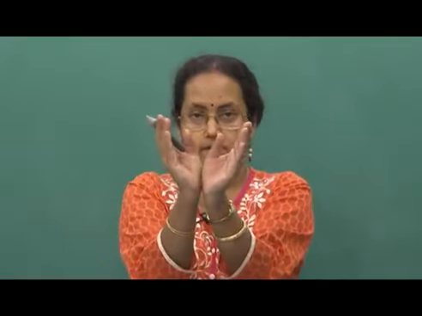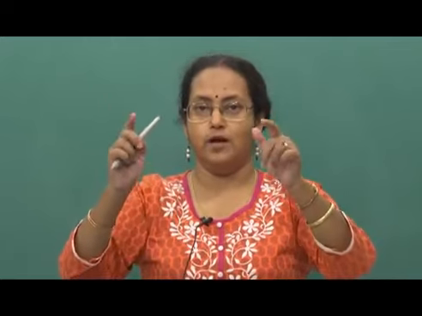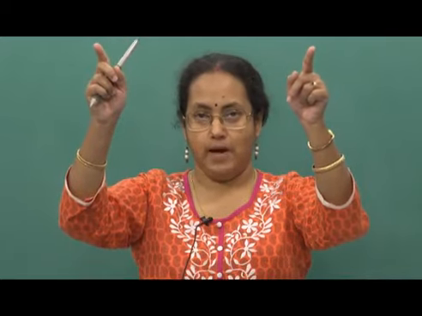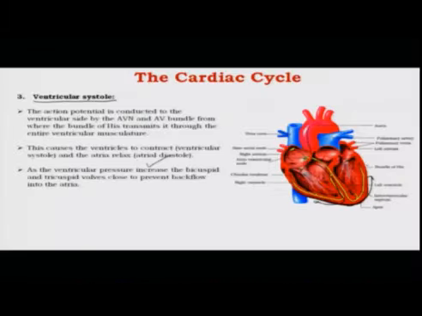So, the ventricles are contracting, and the valves between them are snapped shut. So, the blood cannot flow back into the atria. Instead, it will go through the outflow tract. So, what is this outflow tract? Remember the aorta from the left ventricle and the pulmonary artery from the right ventricle.